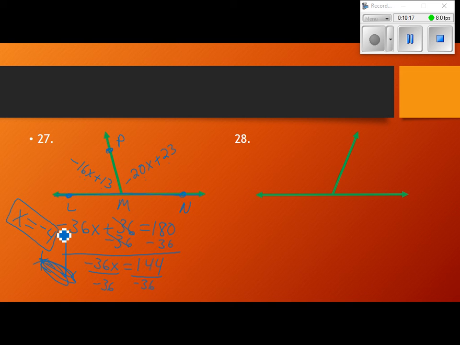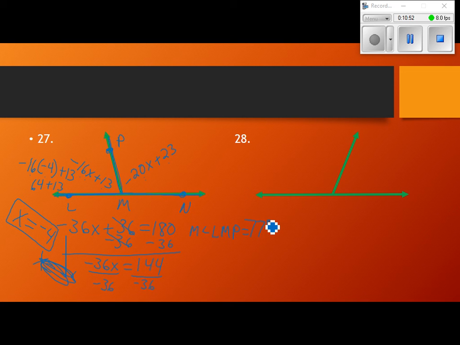They asked us to find the measure of angle LMP. What LMP is, is this angle right here. So we're just going to take that negative 4 and stick it in there. Negative 16 times negative 4 plus 13. Negative 16 times negative 4 is positive 64. 64 plus 13 is 77. So that angle is 77.